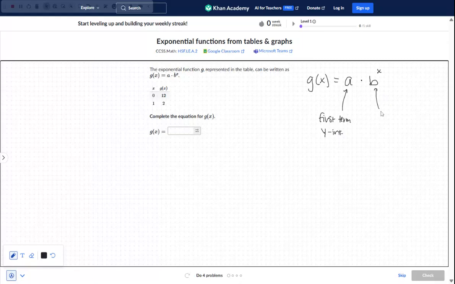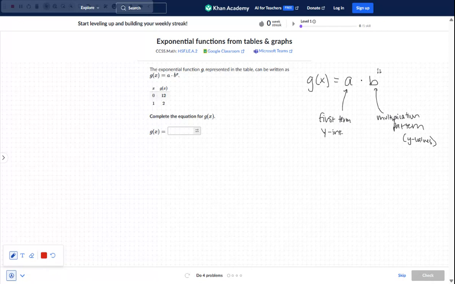And then b is the multiplication pattern, specifically looking at the y value. So it's a lot of stuff about y values, that multiplication pattern, right? Because if we're looking at the pattern for the x value, it's always going to be adding 1: 0, 1, 2, 3, 4, right? So it doesn't really matter. It doesn't concern us too much.